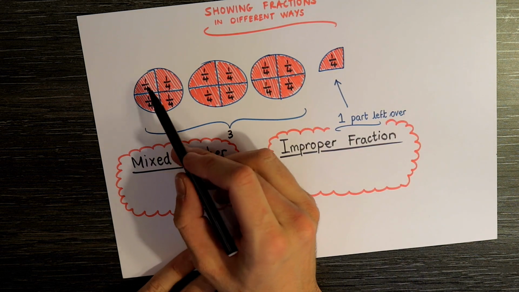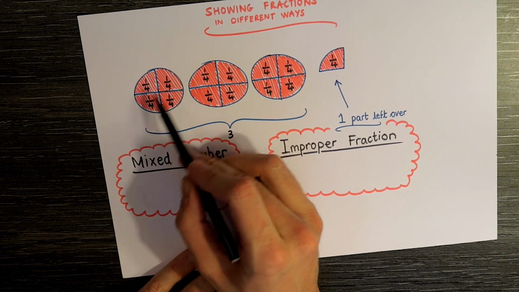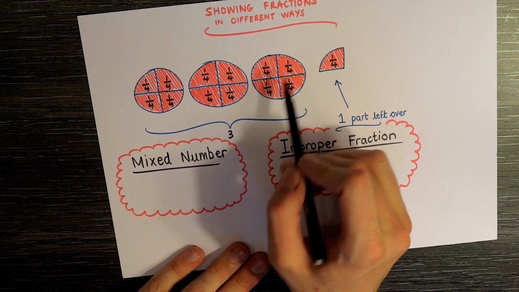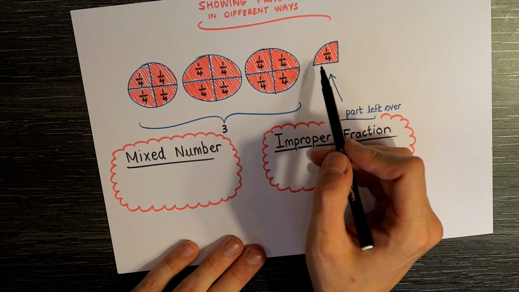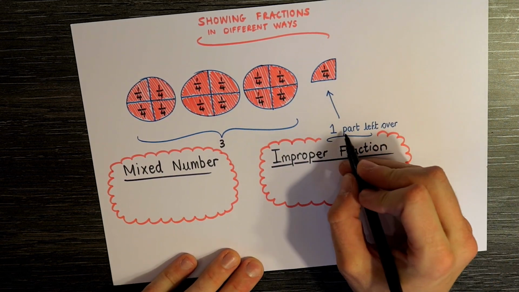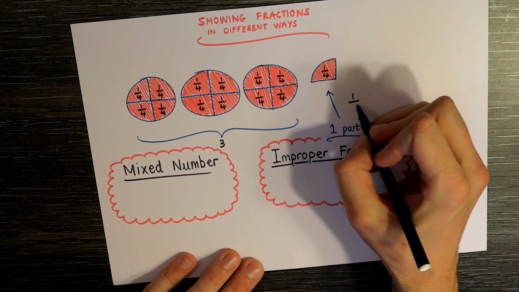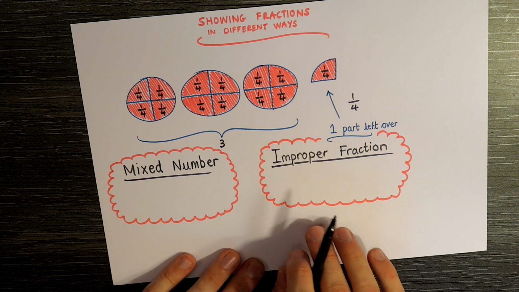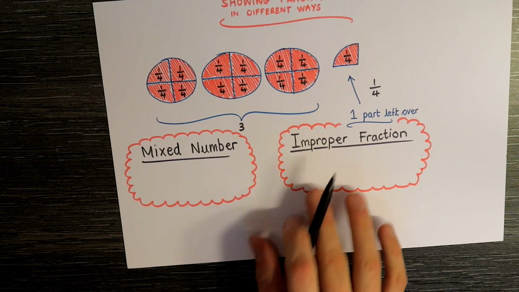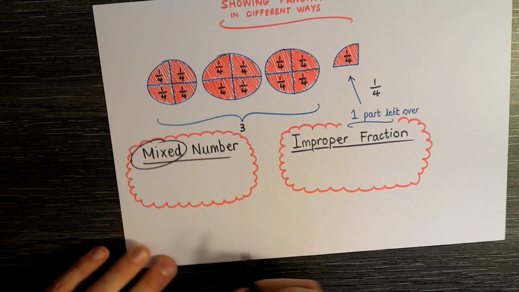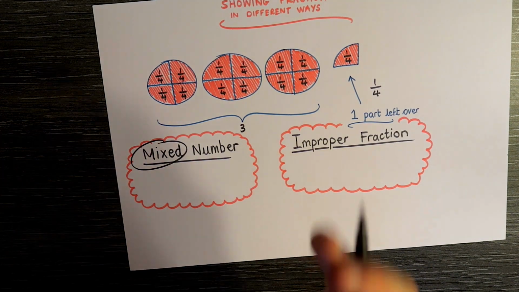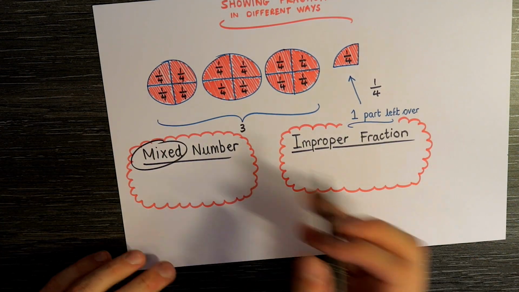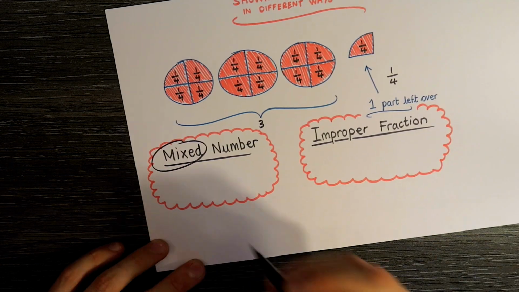Now, if you look at the wholes, they're cut into 4 bits. 1, 2, 3, 4, 1, 2, 3, 4, 1, 2, 3, 4. This piece is just left on its own. So this is just 1 part left over, which is obviously 1/4, as you can see here. So as a mixed number, the word mixed number implies that I've got a whole number and a fraction. So I've actually got 3, let's pretend they're pizzas again.